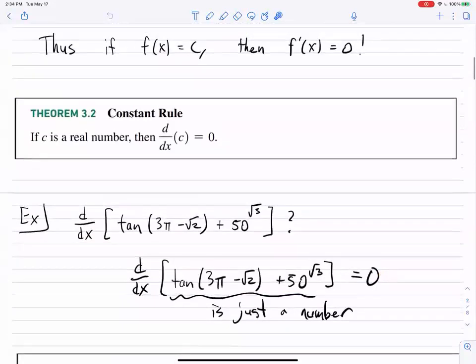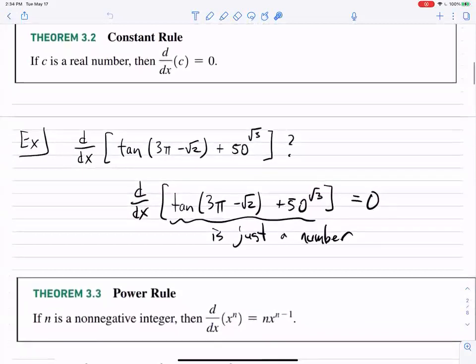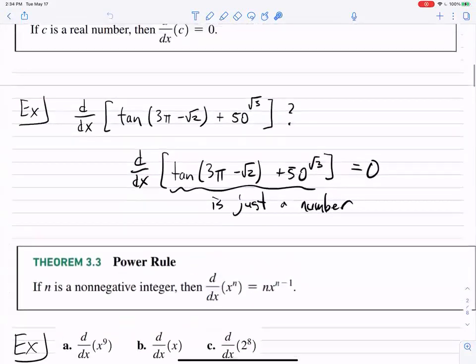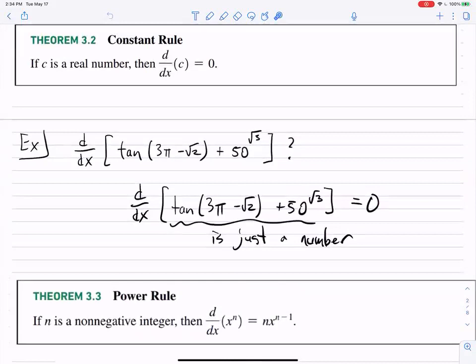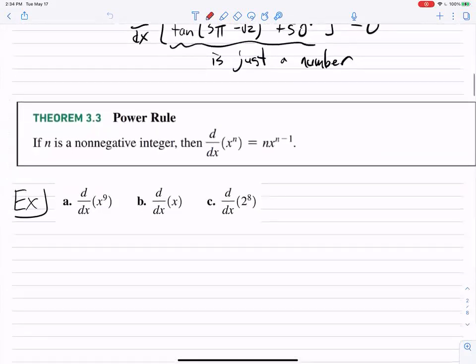What's the next easiest thing to take the derivative of? Well, a polynomial. And so we're going to give you the power rule. The power rule: if n is a non-negative integer, then the derivative of x to the n is just n x to the n minus 1. You bring the n down, and then you subtract 1 from the exponent. The proof of this is actually not too difficult, but we're going to omit the proof for time's sake, but it's in the book and you can read it. So let's use it in these examples.